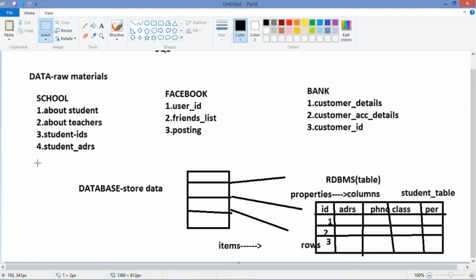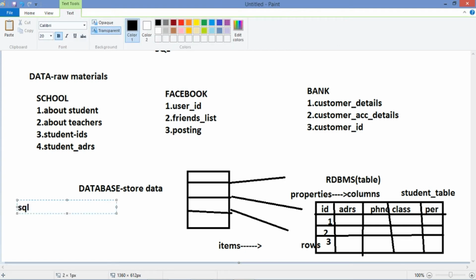With SQL, what can we do? We can create tables. We can update these tables. We can insert data into tables. We can delete data from tables. We can modify our tables. These are the things we can do by using structured query language. We can change the data, and we can get back the data that we are interested in. These are the advantages of using SQL. So this is all about the introduction part of SQL.